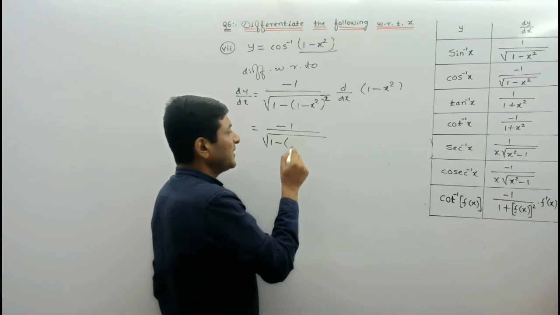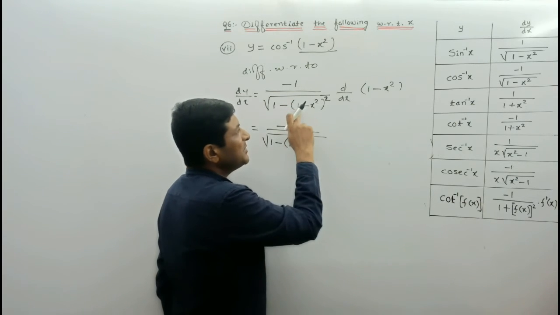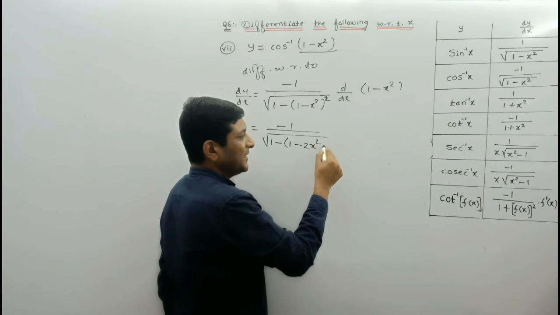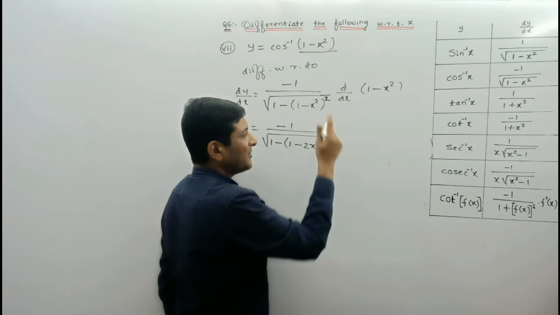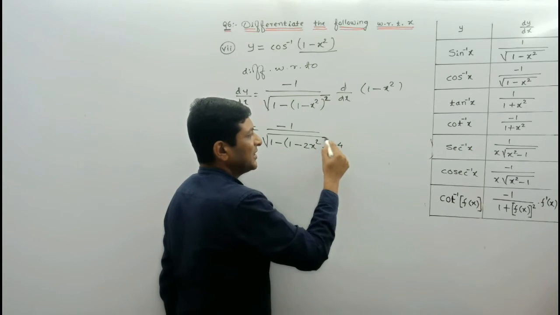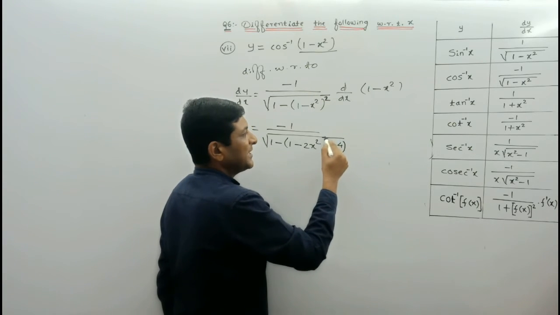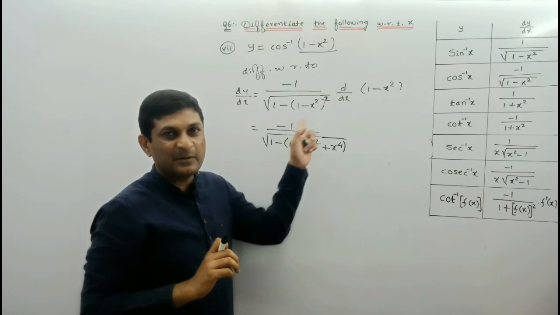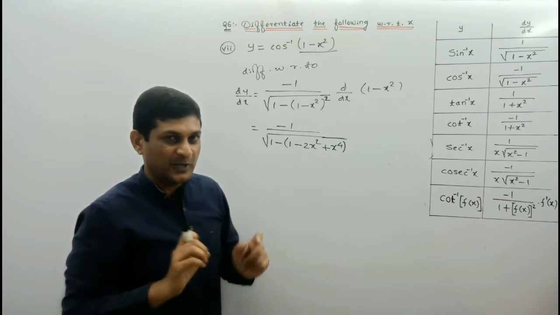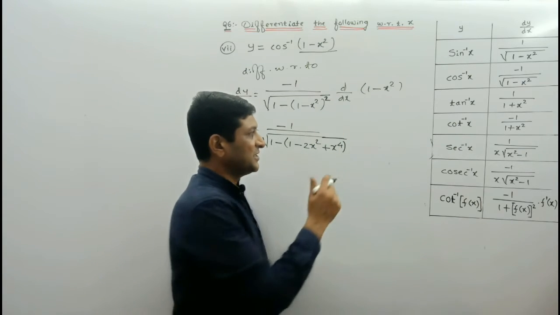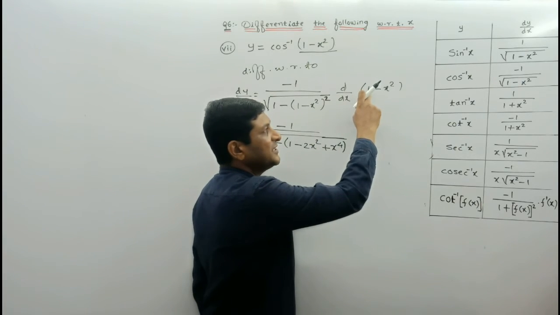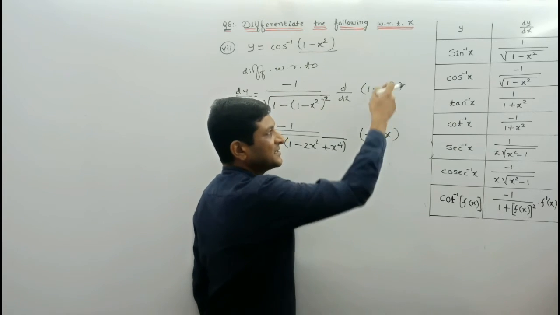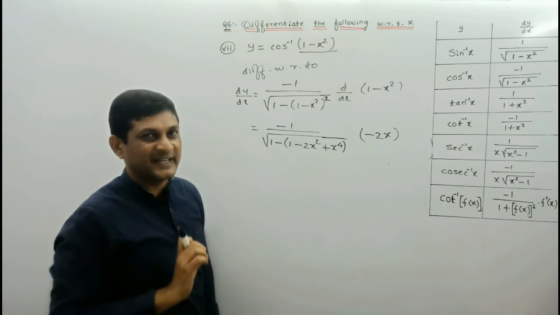a square means square of 1 is 1, minus 2ab means 1 into x square is x square, and 2ab means 2x square, plus b square. b square means square of x square will be x raised to power 4. Just we are finding the expansion of this term using the identity, the a minus b whole square formula. Now we are finding the differentiation here. Differentiation of 1 is 0, keep minus as it is, and the derivative of x square is 2x. Just simply take the power as a coefficient and decrease the power by 1.